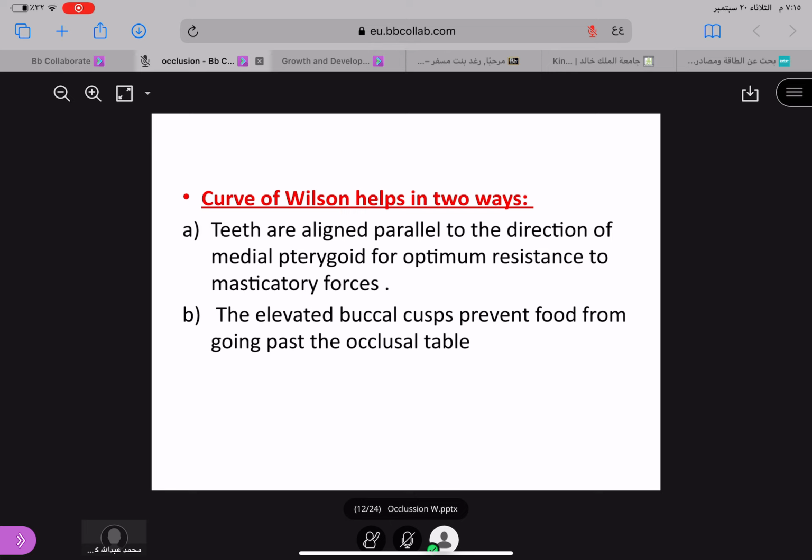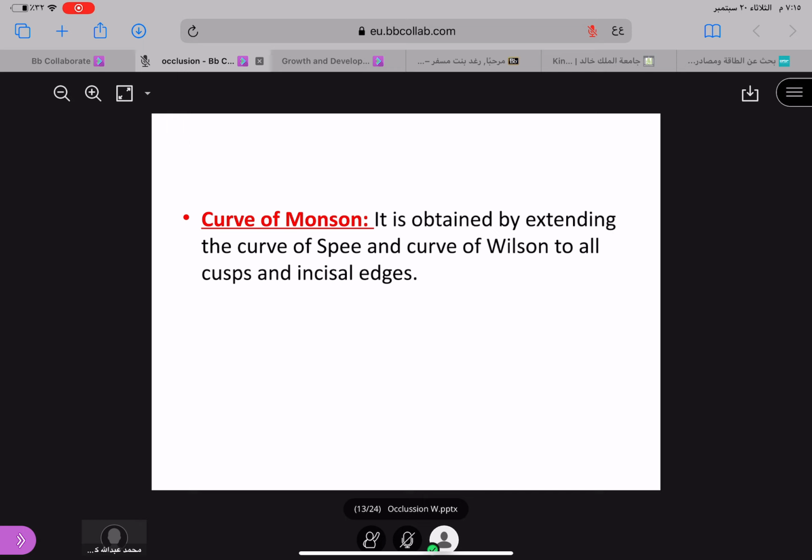It helps the occlusion in two ways. Number one, the elevated buccal cusps prevent food from escaping out of the occlusal table. Second, they are aligned in such a way that the optimum resistance to masticatory forces is given. The curve of Monson is obtained by extending the curve of Spee and the curve of Wilson to all the cusps and incisal edges. If you extend these curves in the anterior region, anterior to the canine, you will get the curve of Monson.